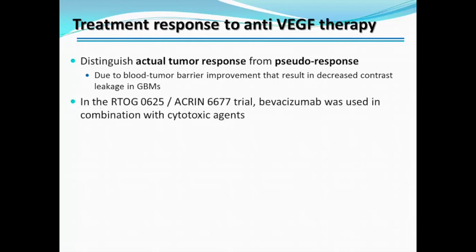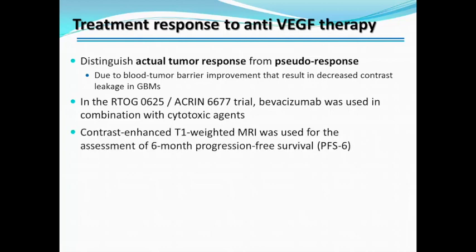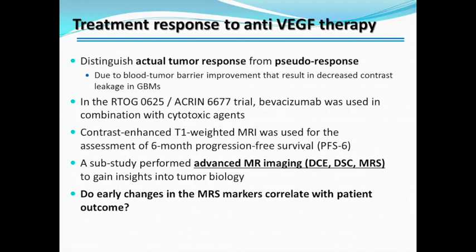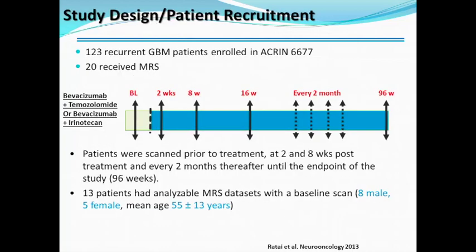I was involved in this RTOG trial in which bevacizumab was used in combination with cytotoxic agents, and we used contrast-enhanced T1 weighted imaging for the assessment of the 6 months progression-free survival. The sub-study also performed advanced imaging, including spectroscopy, to gain insight into the tumor biology. The question was, do early changes in spectroscopy correlate with patient outcome? We had 123 patients with recurrent glioblastoma, however only 20 received spectroscopy, and patients were scanned prior to treatment, then at 2 weeks, 8 weeks post-treatment, and every 2 months thereafter until the endpoint of the study, which was 2 years later.